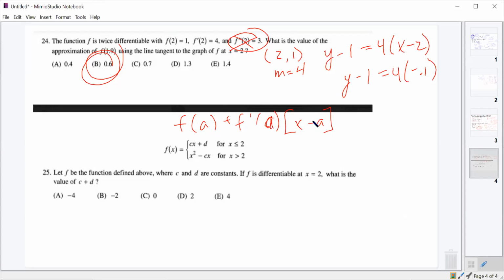Wait, so I'm a little confused. Would linearization and just writing the formula of a tangent line be the same thing, or is there a specific reason why you'd use linearization? So they are literally the exact same thing.